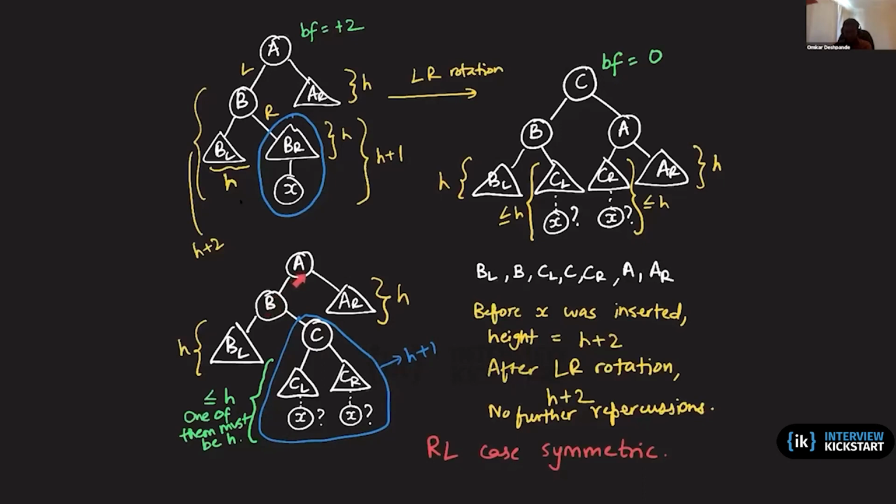Okay, got it. So the dot means that this X lies inside that subtree, not extra. Yeah, I have a question mark here because I'm not sure where it lies. It actually doesn't matter whether it lies under CR or CL. This analysis remains the same. Okay, got it. Thanks.